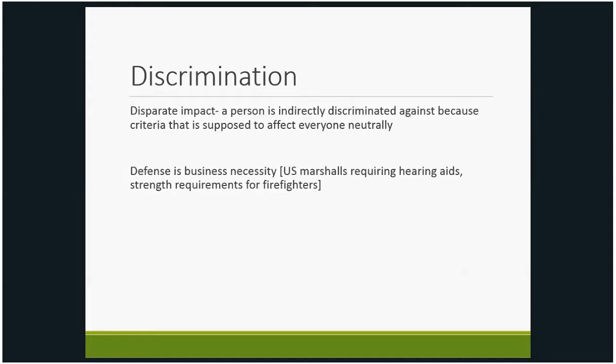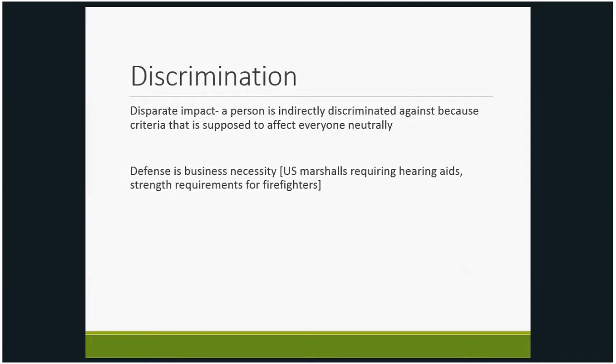That was disparate treatment. Disparate impact is when a person is indirectly discriminated against because criteria that's supposed to affect everyone neutrally actually affects a class of persons. For instance, in the early 70s, there were a lot of civil service tests for policemen and fire departments where they would have to do some sort of strength test. And the strength tests were set where they were awfully difficult. On its face, it made sense because it affects everyone neutrally. Everyone wanting to be a fireman has to carry a 100-pound pack up 3 flights of stairs. However, it affects women more often because of the strength requirements.